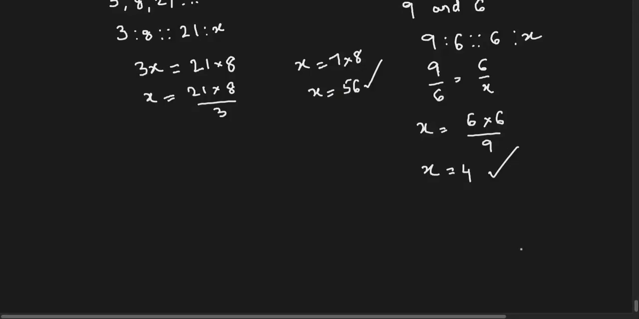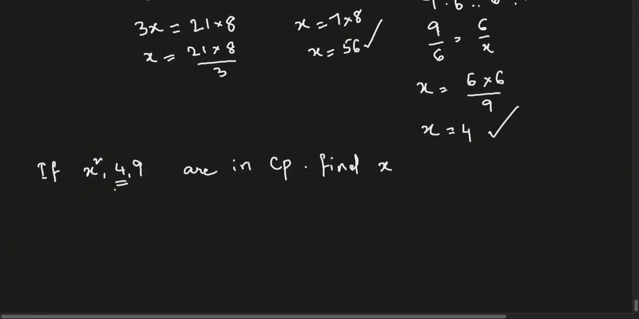Okay, so now we'll do one more different type of problem here. If x square, 4 and 9 are in continued proportion, find the value of x. You know very well what is continued proportion. Continued proportion means the middle term is getting repeated, b gets repeated. So x square is to 4 as 4 is to 9.